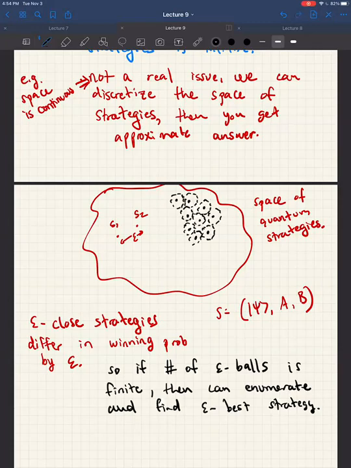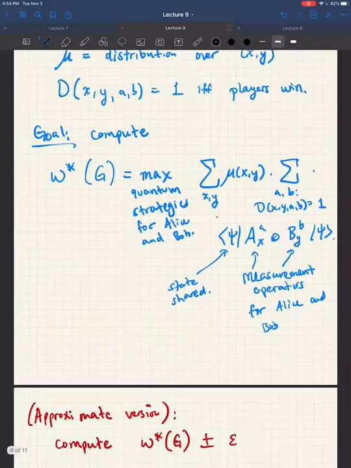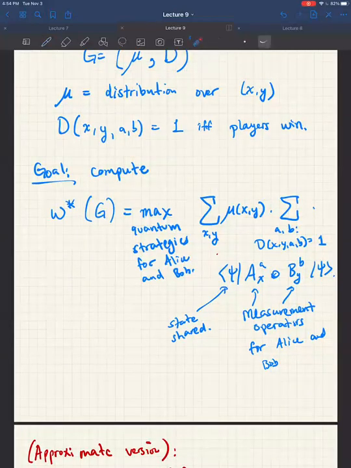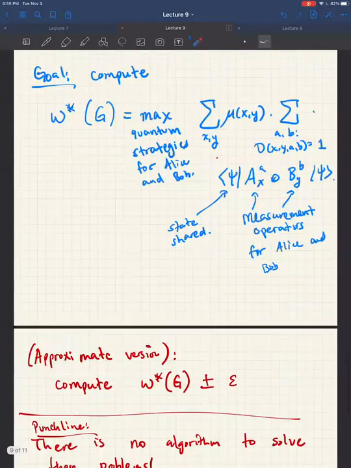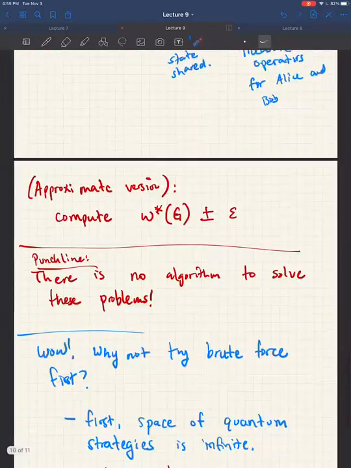It's maybe not hard to see. You just look at the formula: how is winning probability defined? It's just linear combinations of expectation values. So if you perturb the state just by a little bit, then this whole value can't change by too much. Similarly, if you change the operators by just a little bit, you're not changing much, right? So it should be intuitively clear that the winning probability is a smooth function of strategy space. Okay, so that's one thing.